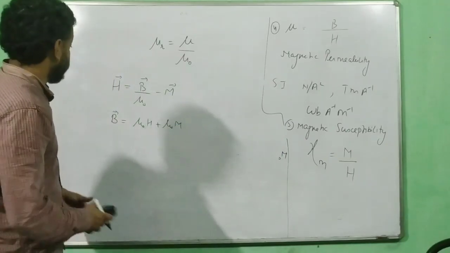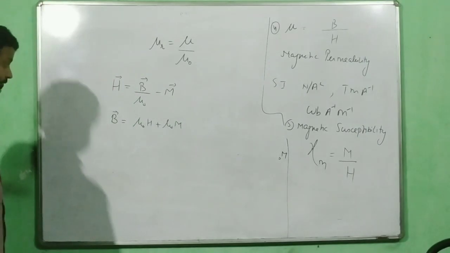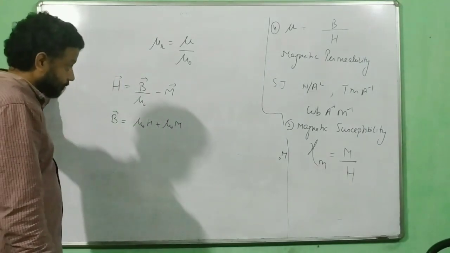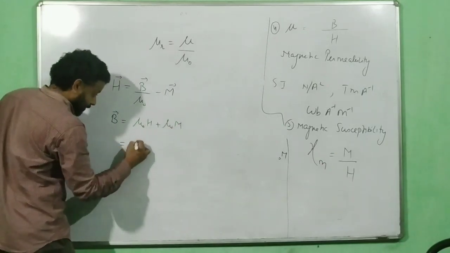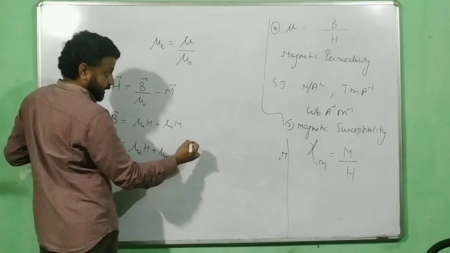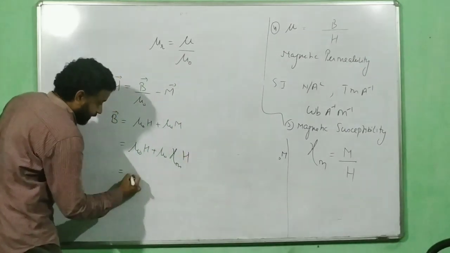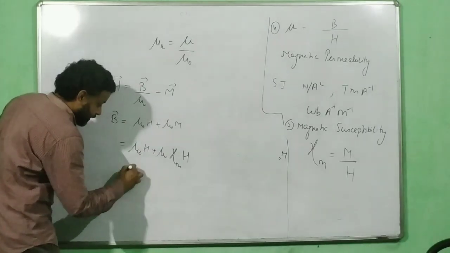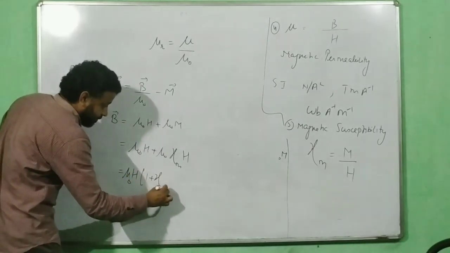So what we are going to do now is get a very quick derivation from this entire thing. The first thing I will do is get rid of M. So mu naught H plus mu naught M. M is xi M multiplied by H. So if I take mu naught H common, I am left with 1 plus xi.